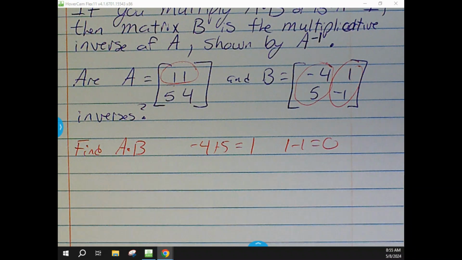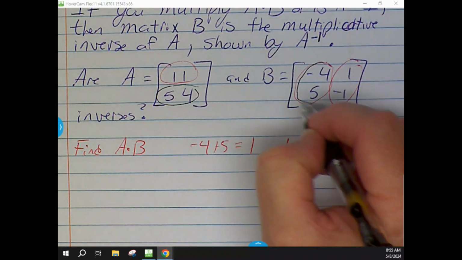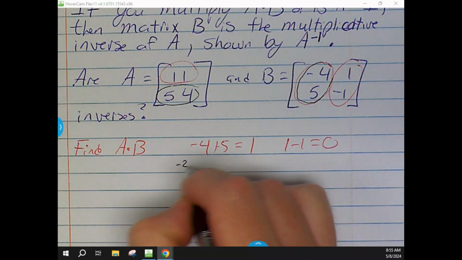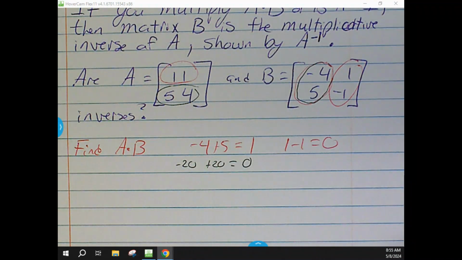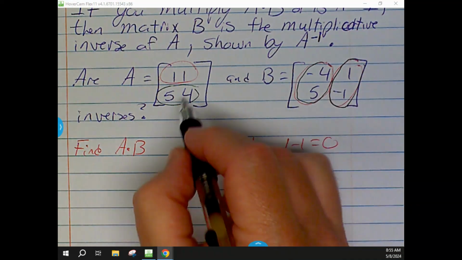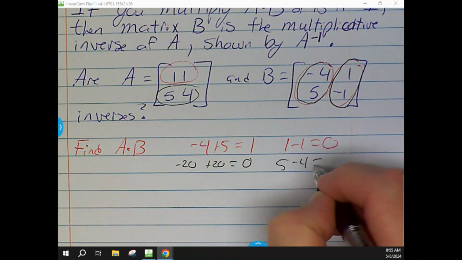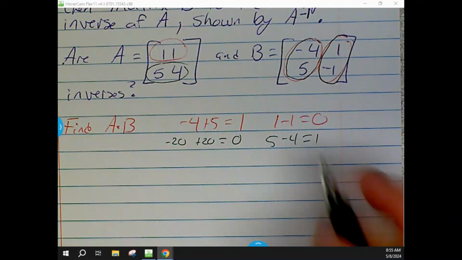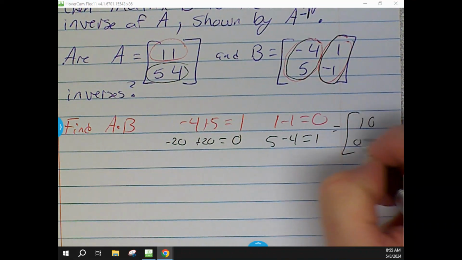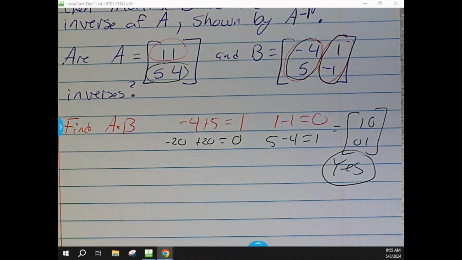Okay, so far so good. And then we'll do the same thing here. This row times this column. 5 times -4 is -20. 4 times 5 is 20. That one's 0. So if this answer comes out to be 1, then we've got everything we need. Now we'll take that row times this column. So 5 times 1 is 5. 4 times -1 is -4. That one is 1. Okay, so the final answer for that one was 1, 0, 0, 1. So it asks, are these two inverses? Then yes, they are.